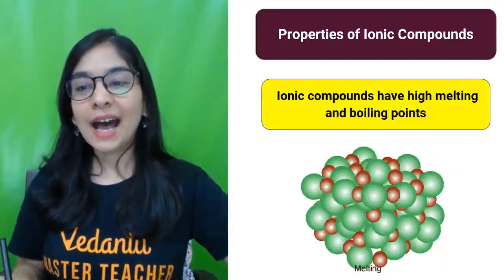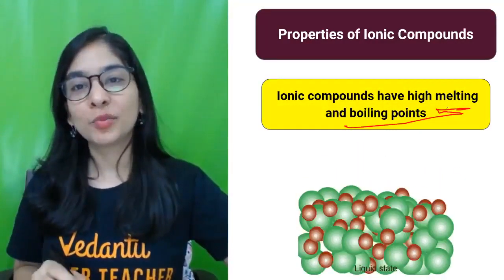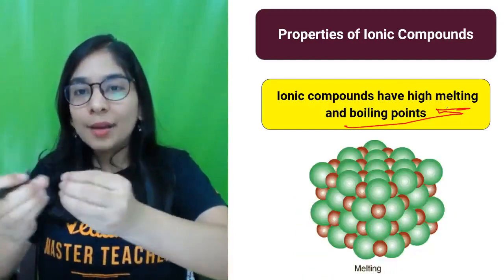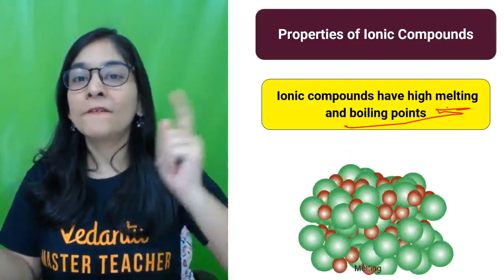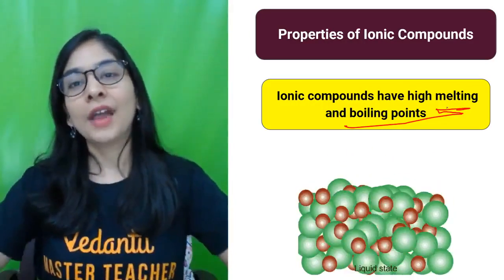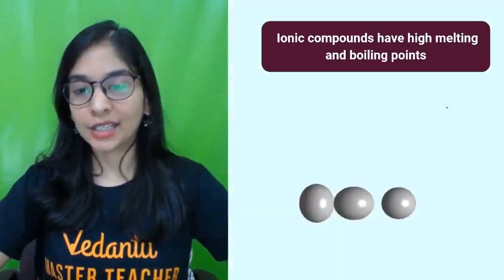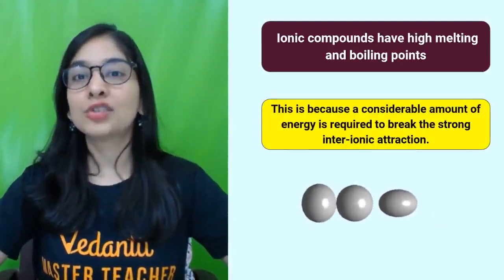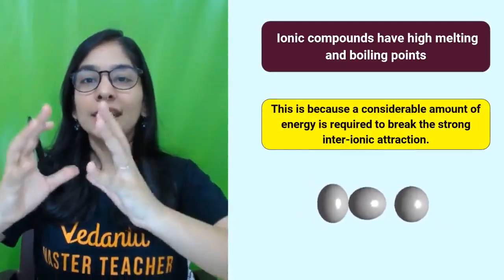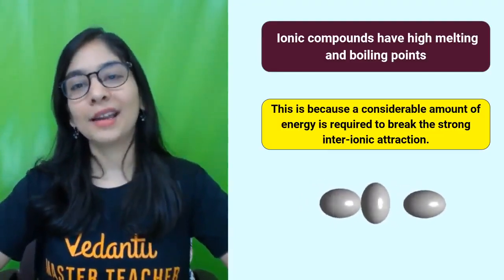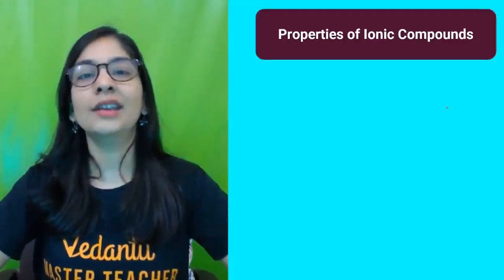Apart from that, they have high melting and boiling points. What could be the reason? Again, the very strong force of attraction. To overcome this force of attraction, we'll need a very high amount of heat to convert them into liquid. So they have very high melting and boiling points. To overcome this interionic force of attraction between opposite ions, we'll need a very high amount of energy.